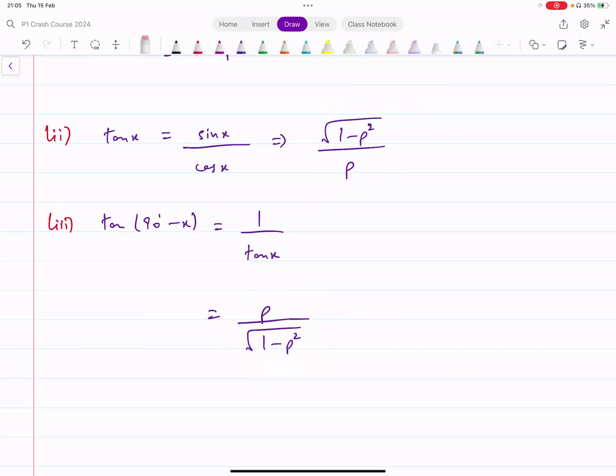Is that okay? Sir, but shouldn't tan 90 minus x be written as 1 over tan of 90 minus x if it is the reciprocal? No, you're saying tan of 90 minus x equals 1 over tan of 90 minus x. How does that make sense? Yes, sir.